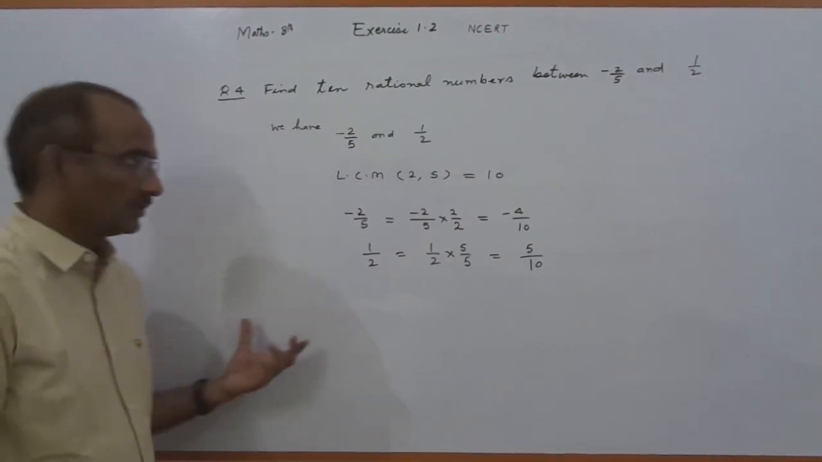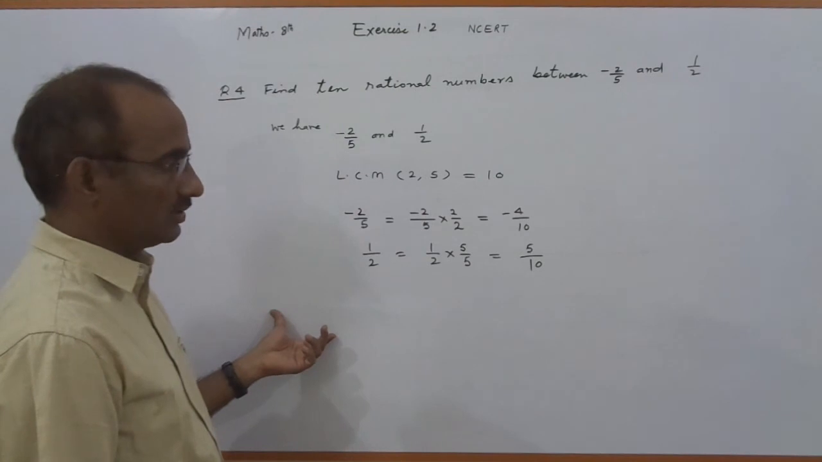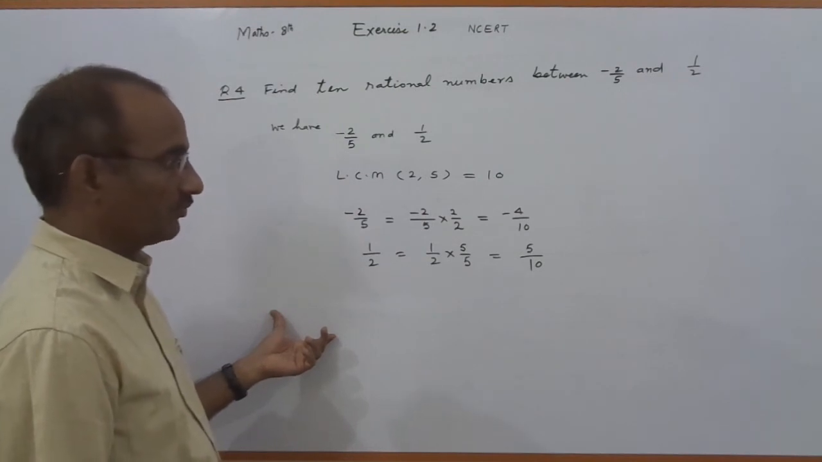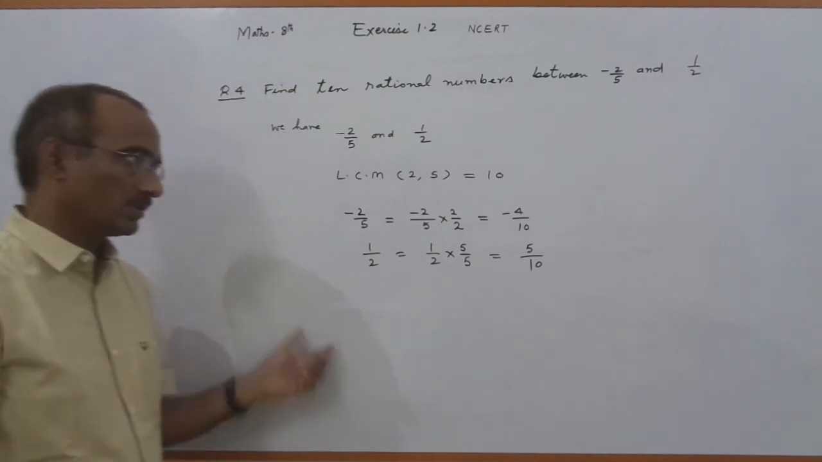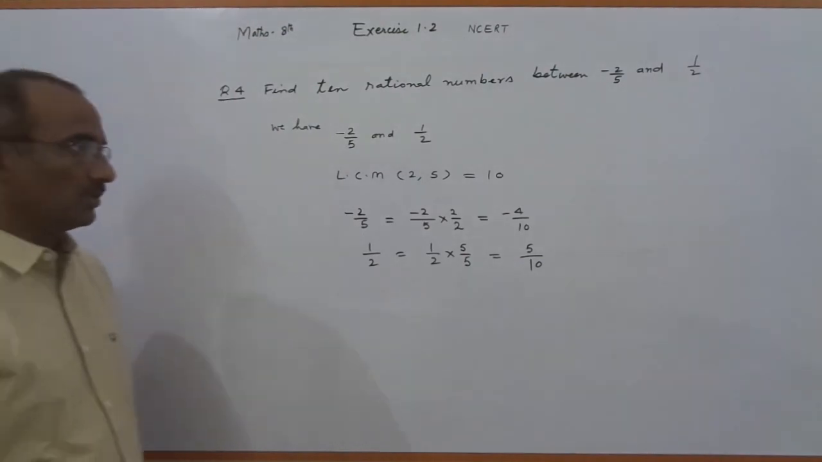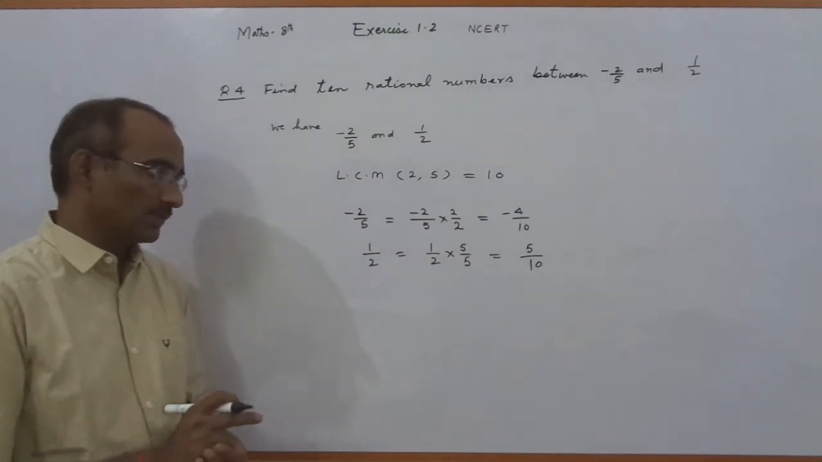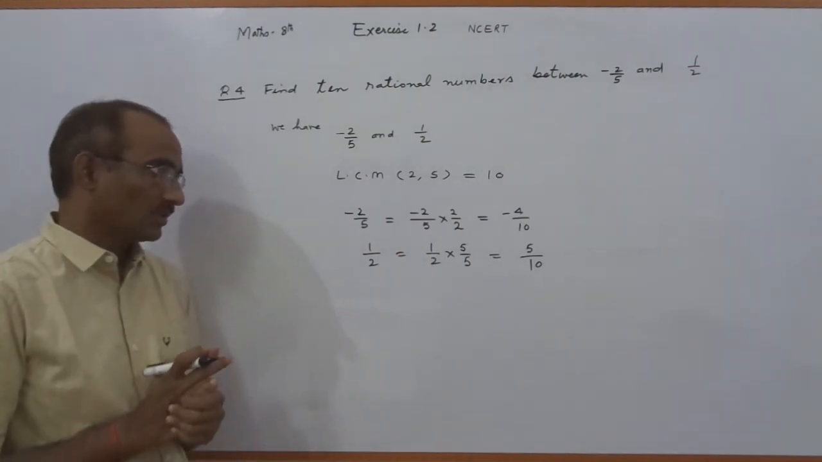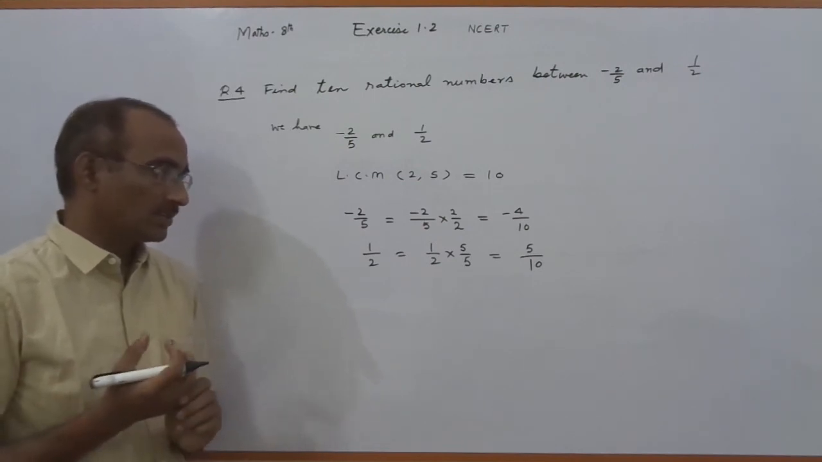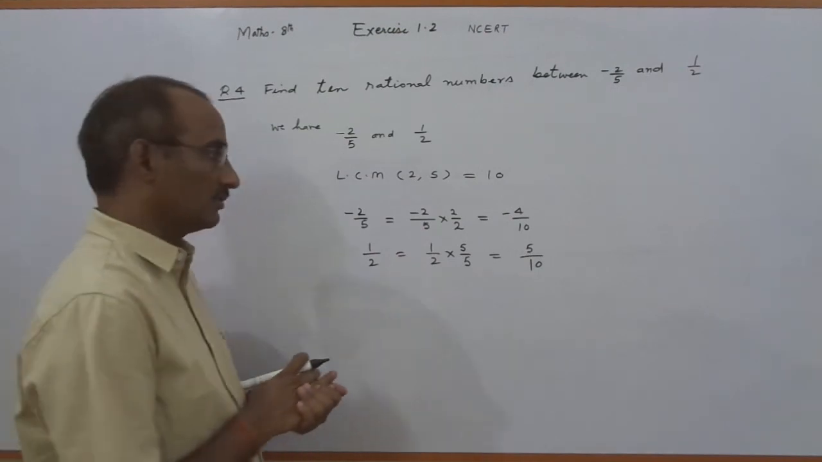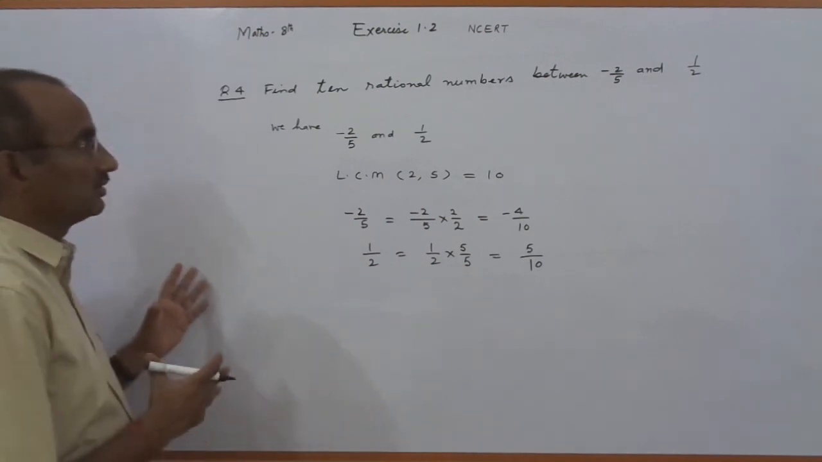We have -3, -2, -1, 0, 1, 2, 3, 4, and many more rational numbers between -4 and +5. Similarly, we have -1/10, -2/10, -3/10. But we have to write 10 rational numbers.